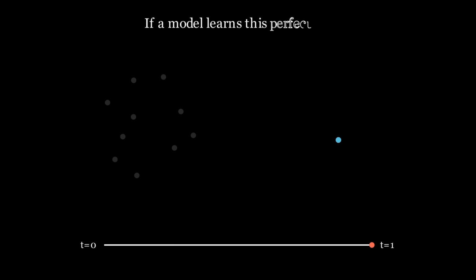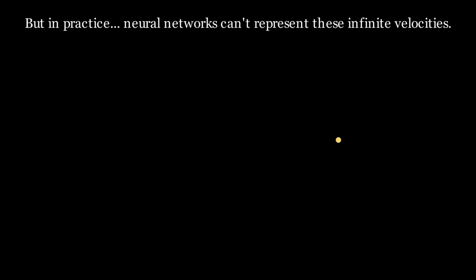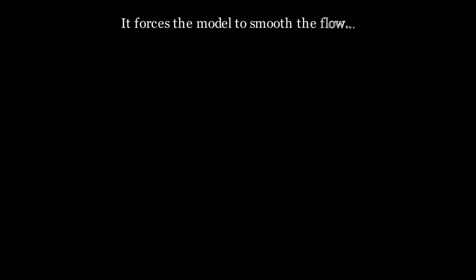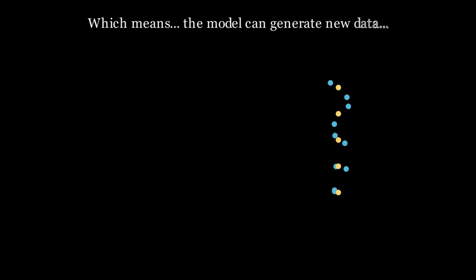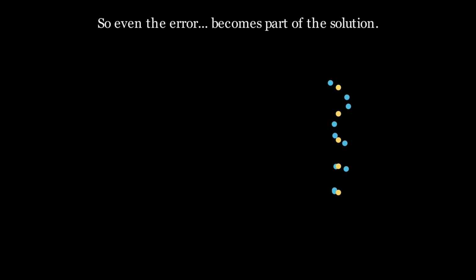If a model learns this perfectly, it will only reproduce the exact training data. Nothing new. In other words, it overfits. But in practice, neural networks can't represent these infinite velocities. And surprisingly, this limitation is actually a good thing. It forces the model to smooth the flow instead of collapsing into singular points, which means the model can generate new data, not just copy what it has seen. So even the error becomes part of the solution.